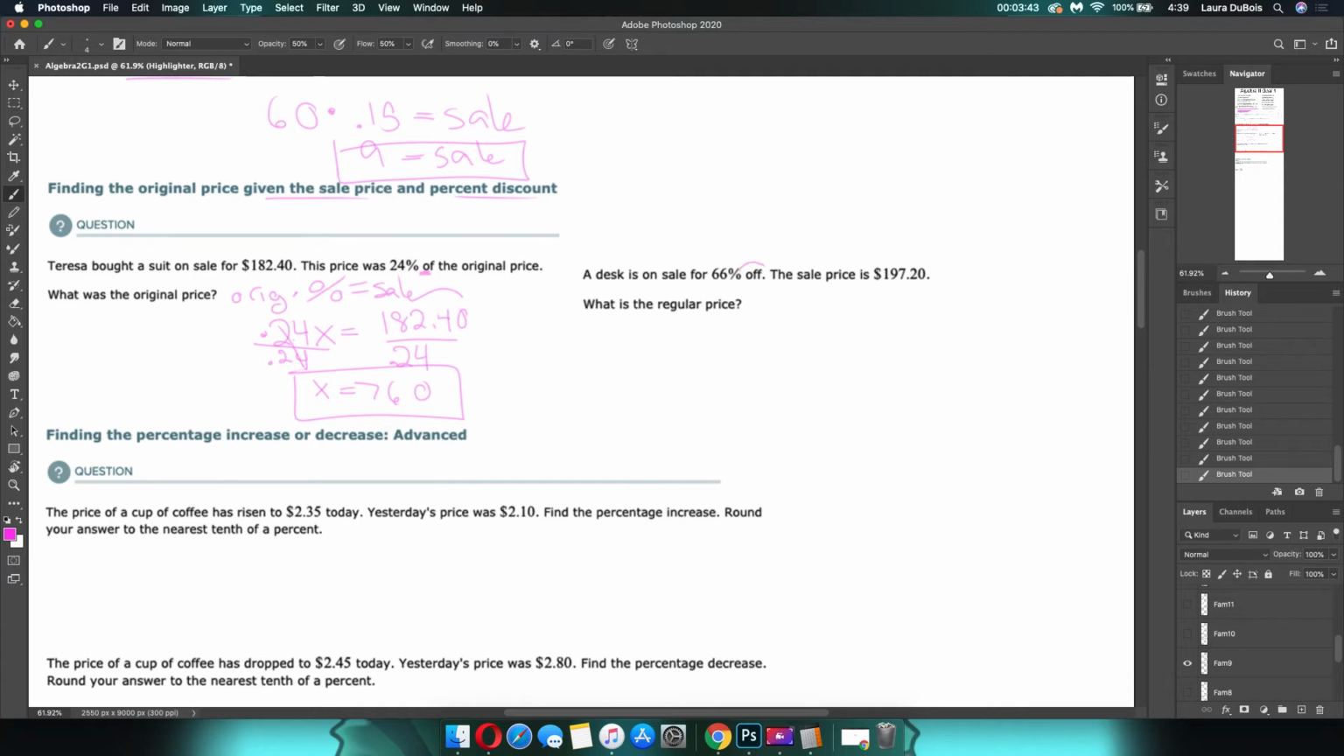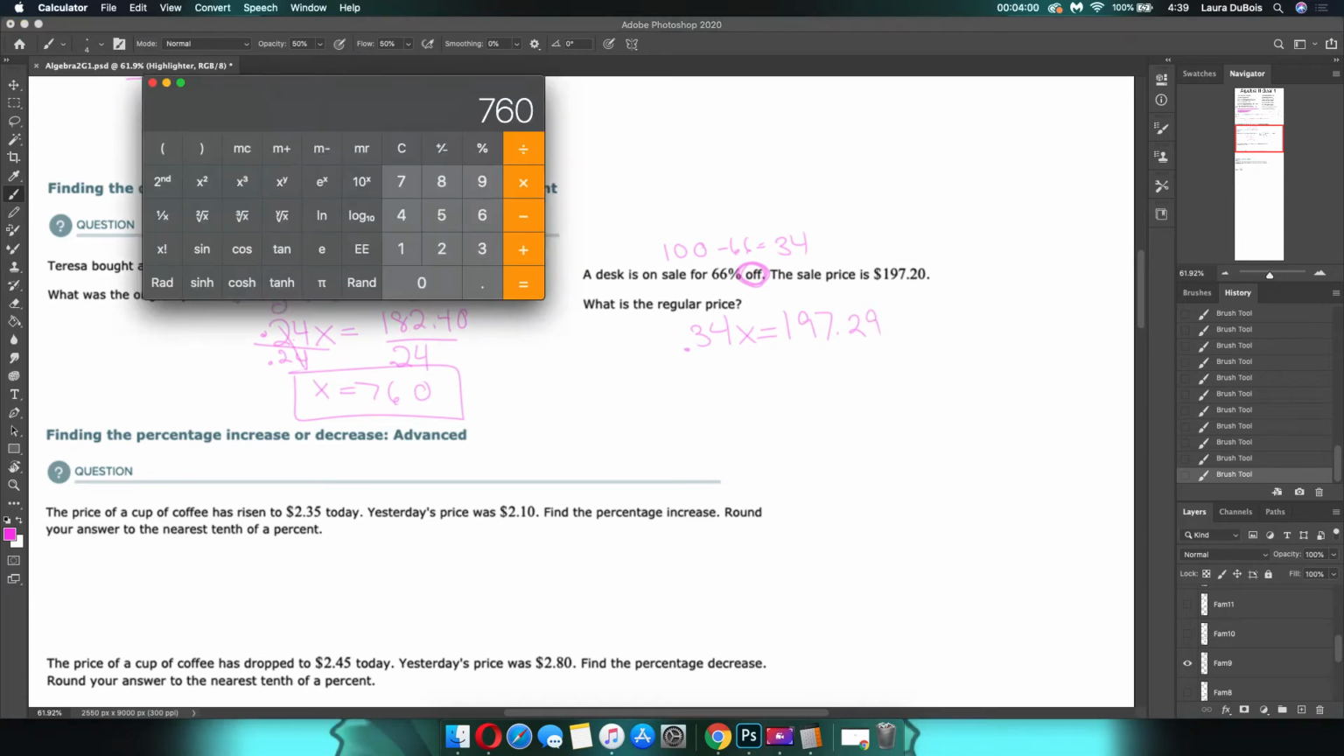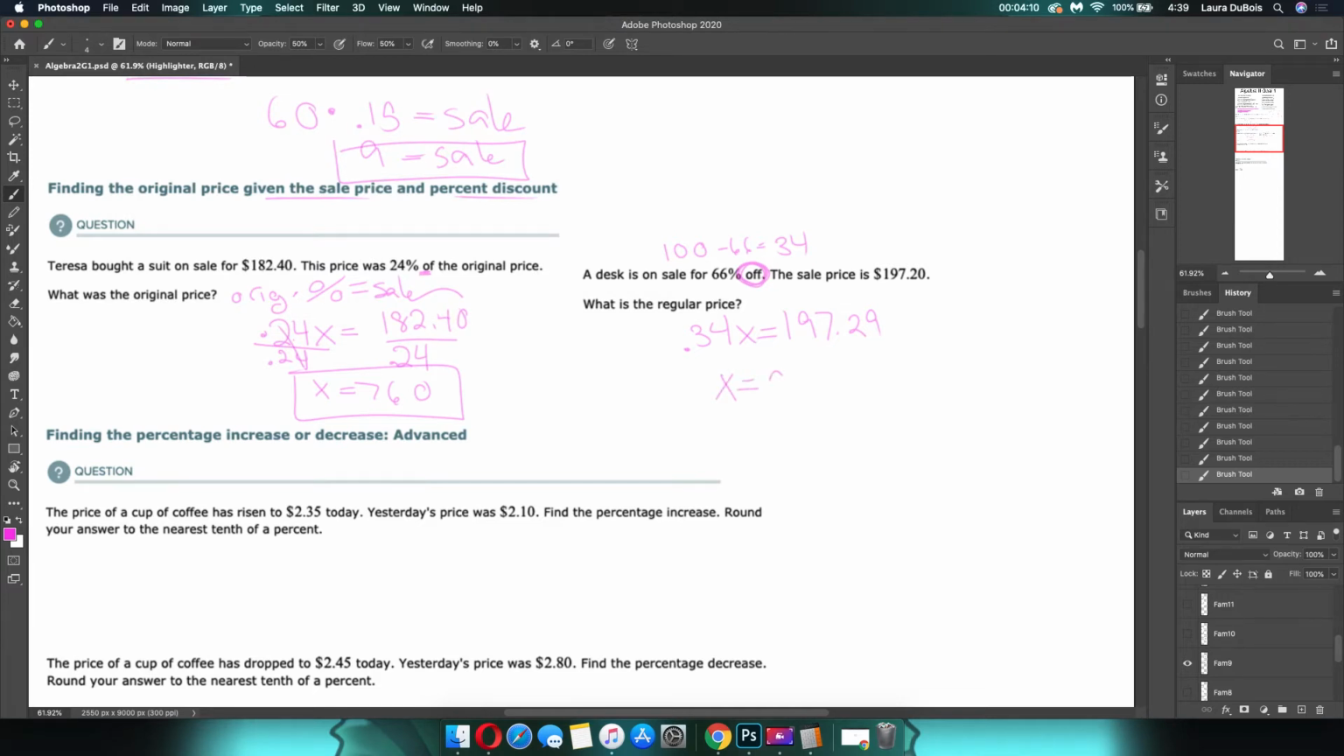Next, there it is. They gave us "off," so we've got to have that extra step. So 100 minus 66 is 34. So regular price is the unknown, so 0.34x equals 197.20. Okay? So what is 197.20 divided by 0.34? 580. x equals 580. That's what we're looking to do.